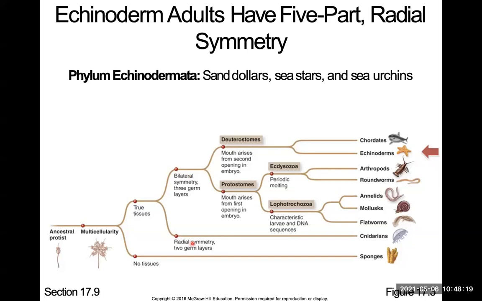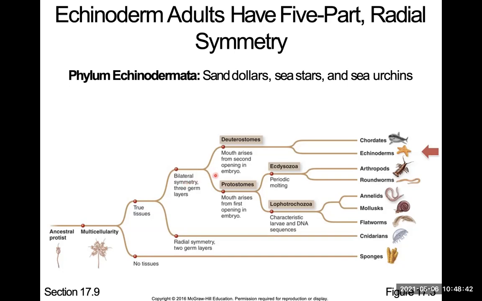Doesn't matter how you cut it, as long as you go through the center, you're going to get equal right and left. And the only ones that had radial symmetry were cnidarians. If it has radial symmetry, it's going to have two germ layers, endoderm and ectoderm. If it's bilateral symmetry, it's going to have three germ layers: endoderm, ectoderm, and mesoderm.